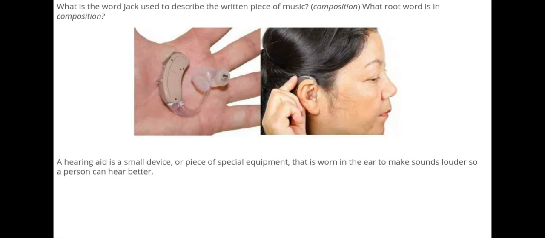What is the word Jack used to describe the written piece of music? Composition. What root word is in composition? Right? Compose. So like a composer composes a composition. A hearing aid is a small device or piece of special equipment that is worn in the ear to make sounds louder so a person can hear better.